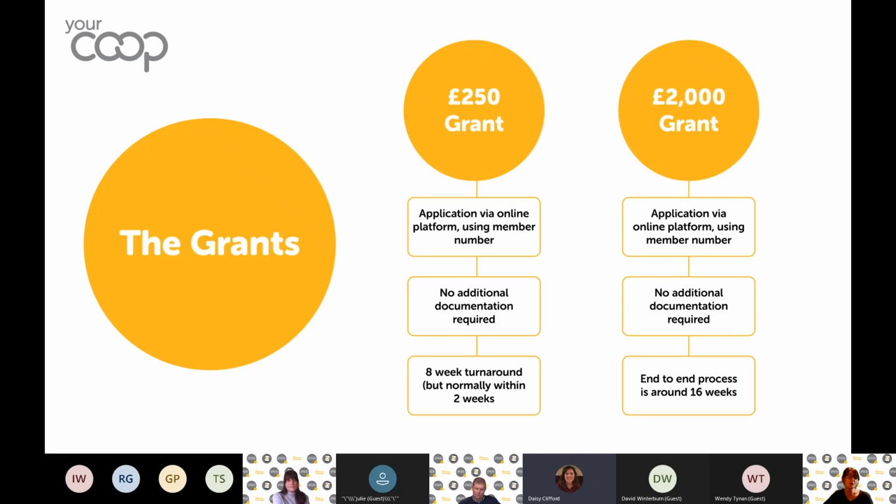So if we can just recap on the information from the video and the slides, we've got 2 levels of funding. Our local community funding offers grants of up to £250. It's accessible via the online platform using your member number, and these tend to have a really quick turnaround, usually between 2 to 3 weeks. The Mid-Counties Co-operative Community Funding offers larger grants of up to £2,000, accessed online in the same way as the other grants programme, with an end-to-end process taking around 16 weeks.